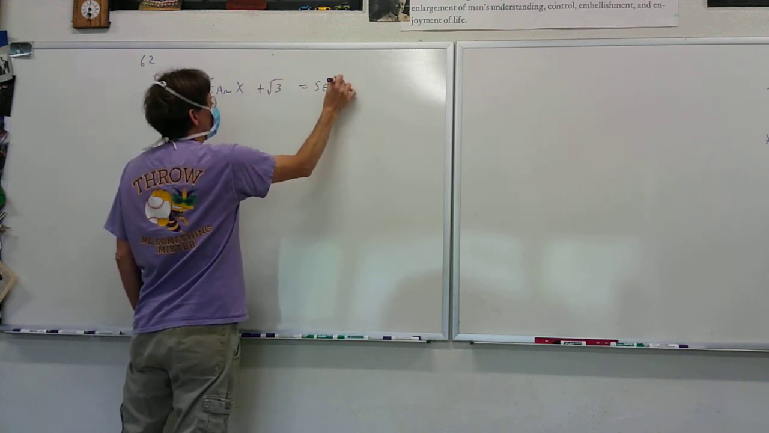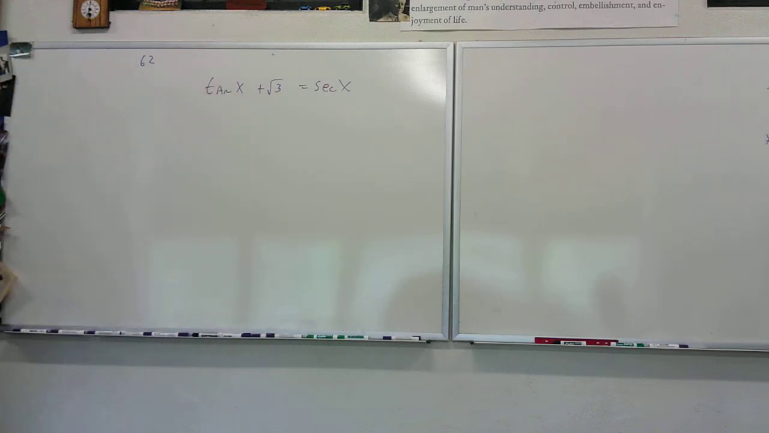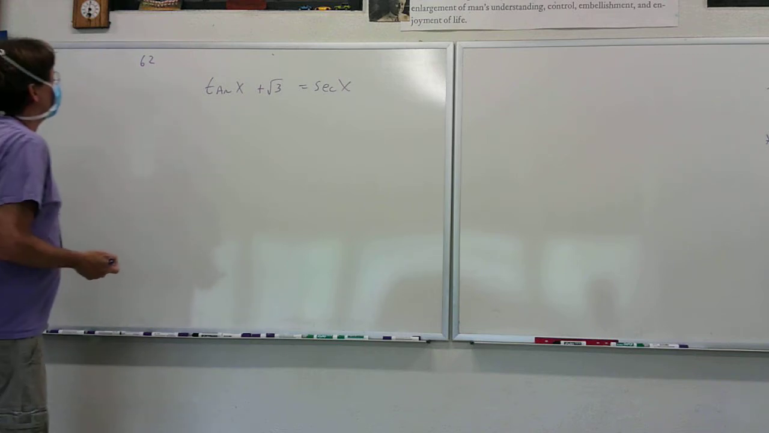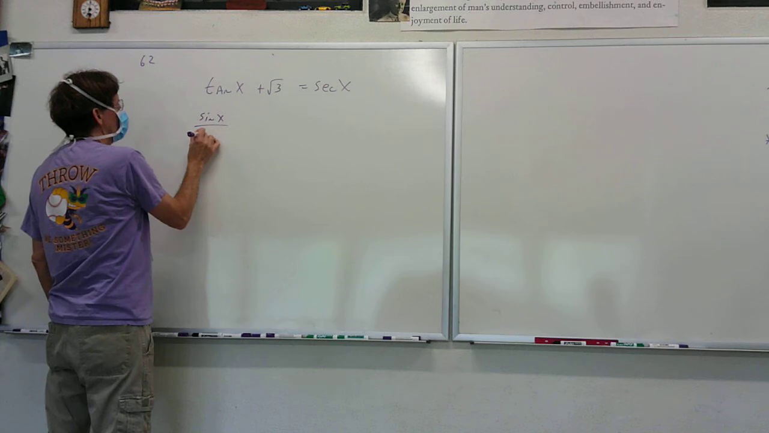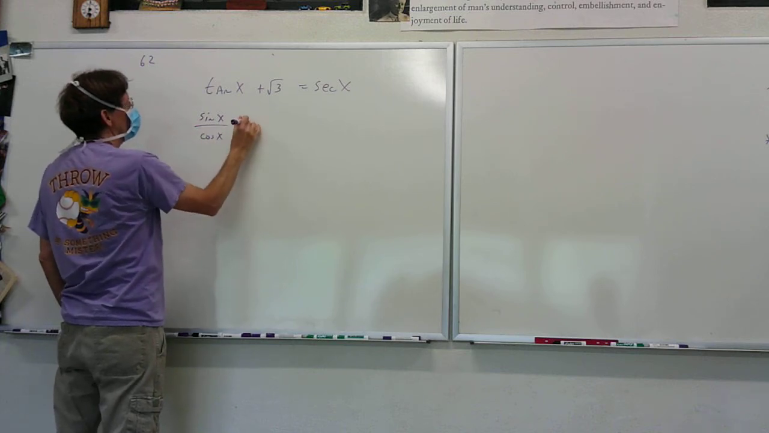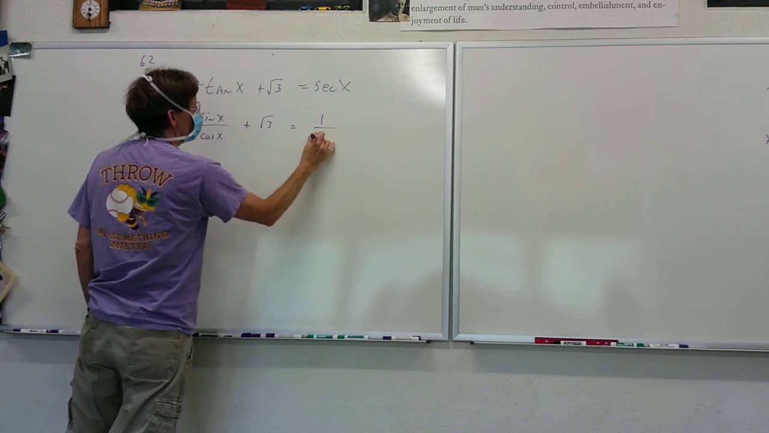Now, what I would do, and what I always try to do, if I'm looking at a tangent and secant and I can't figure out what to do, I change them to sines and cosines. All right? If all else fails, I just change to sines and cosines. So what I did, somebody got sine x over cosine x plus square root of 3 equals 1 over what?